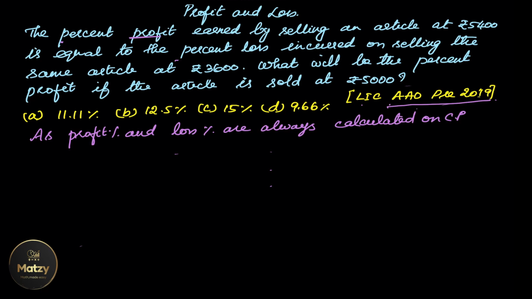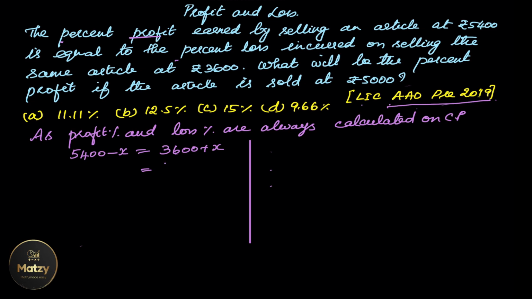Let us calculate the cost price first. Usually, profit percentage and loss percentage are calculated on the basis of CP. Because profit percentage is equal to profit by CP into 100, and loss percentage is equal to loss by CP into 100. So, let us calculate that amount first. 5,400 minus X, he was gaining, is equal to 3,600 plus X. Both the amounts are the same because the percentages are the same, as given in the problem.